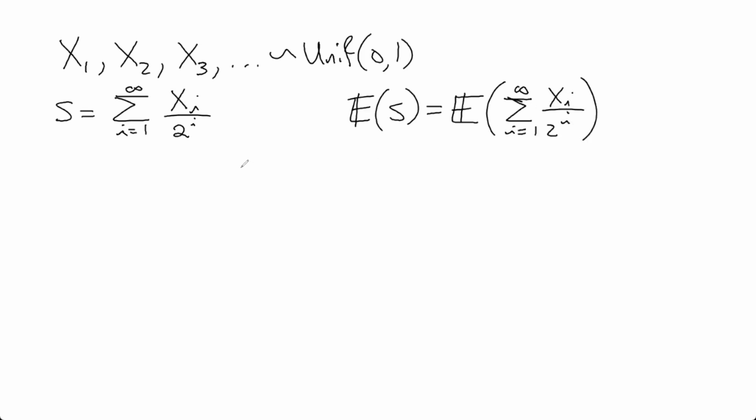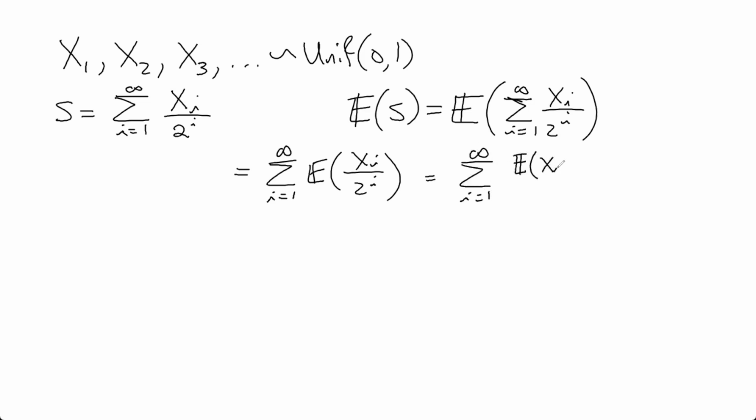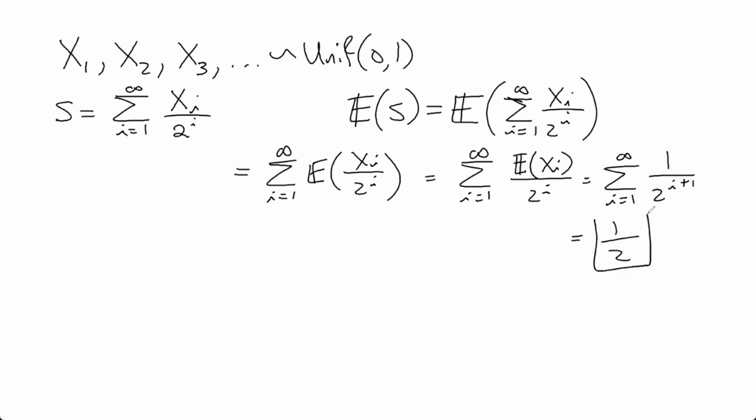and then I can use linearity of expectation to write the expected value of a sum as the sum of expected values. Since 2 to the i is independent of x, I can factor out 2 to the i. It's just a constant. And the expected value of a uniform 0, 1 random variable is just 1/2. So I get this sum, and by using the infinite sum formula, the answer is 1/2.